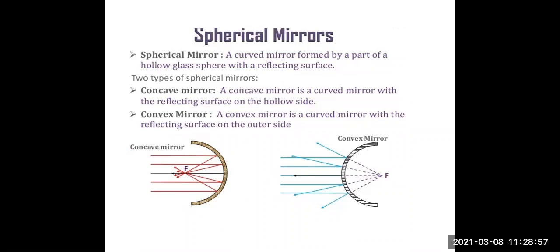Spherical mirrors: a curved mirror formed by a part of a hollow glass sphere with a reflecting surface. These are two types of mirrors, concave and convex. A concave mirror is a curved mirror with a reflecting surface on the hollow side. Inside the mirror, at the inner surface, these rays lie. While in a convex mirror, you can see that the outer part of the convex mirror is used. The reflecting surface is the outer part.